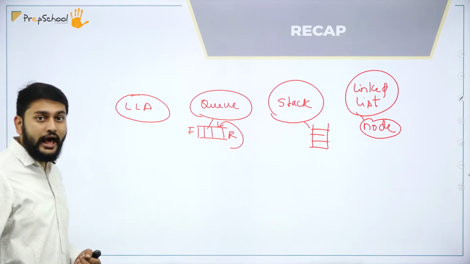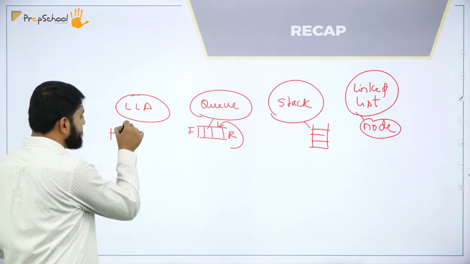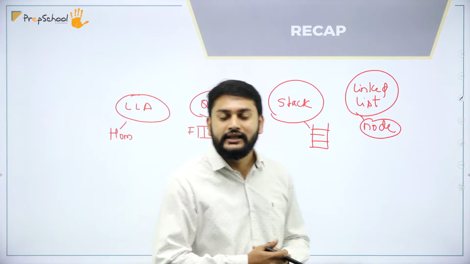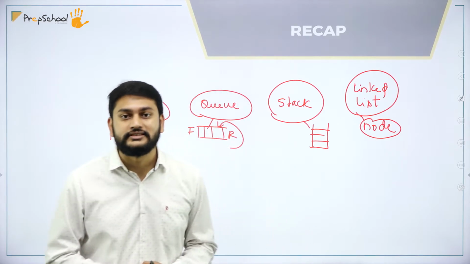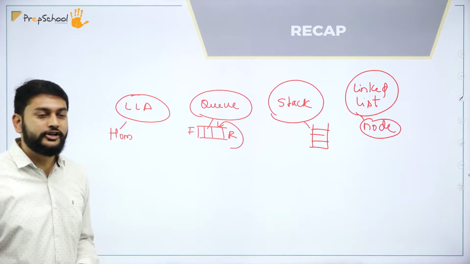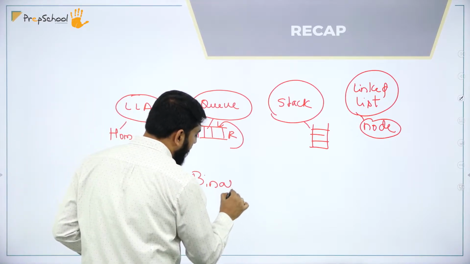When it comes to array, please remember homogeneous. Homogeneous values you can insert into this linear list, and sequentially you can access the data, is what I have discussed. Along with that, what else have I discussed? I have discussed one of the important topics, that is binary search.